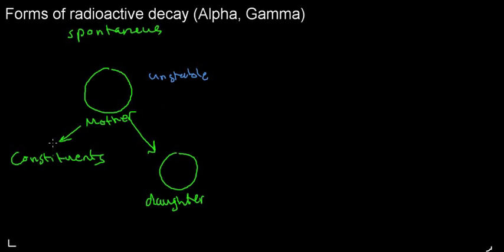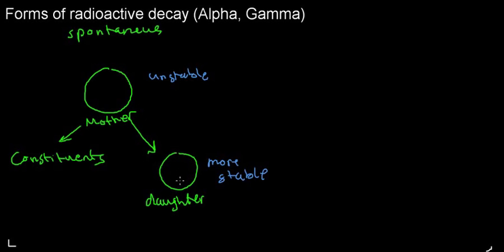And constituents are basically particles that are being tossed off of this nucleus, and it would get to the daughter nucleus, which is more stable. And I'm actually going to write more stable here, because it is possible that this daughter nucleus is also going to be unstable and keep on decaying, but it is going to be more stable than its mother nucleus.